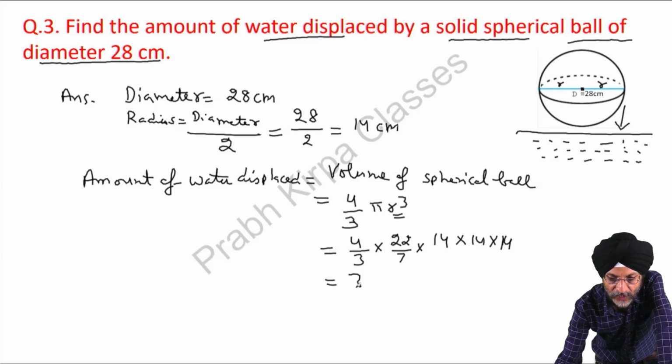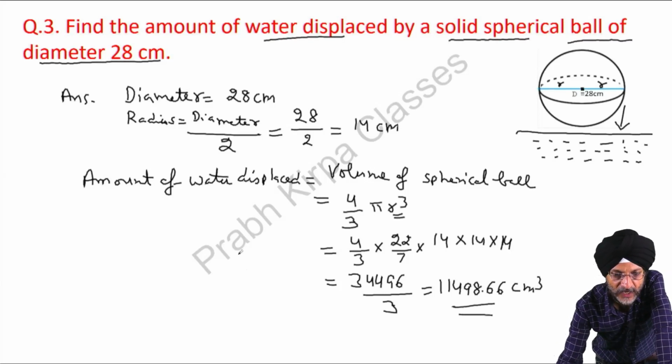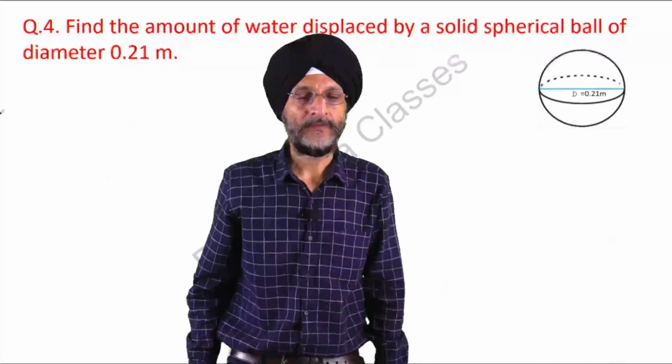So what will come out? It will come out as 3496 over 3 is equal to 11498.66 cubic centimeter. Now this is the amount of water displaced, and this is the answer before you.